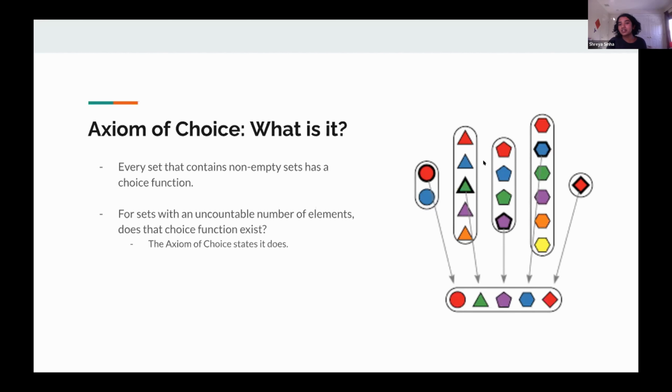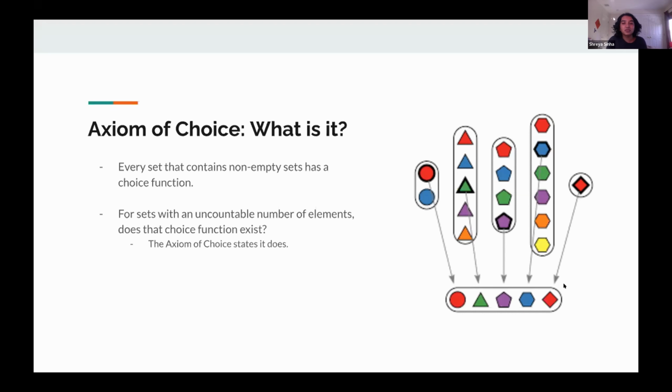So circles, triangles, pentagons, hexagons, and a square. Take this to be your set X. Within this set X, you have these 5 smaller sets. And all that the axiom of choice really says is you can take one element from each set and create a new set at the bottom, down here with the red circle, the green triangle, and so forth. This is your choice set.